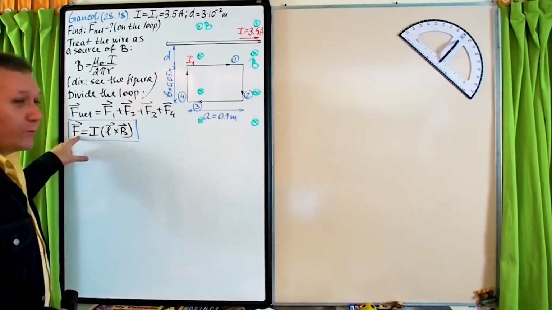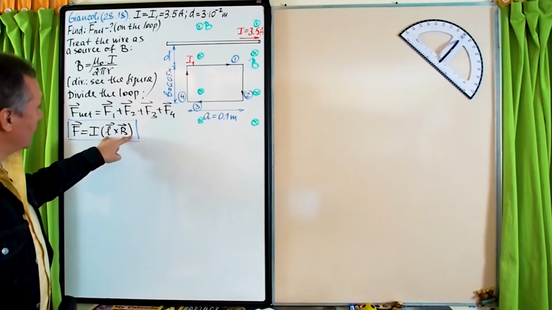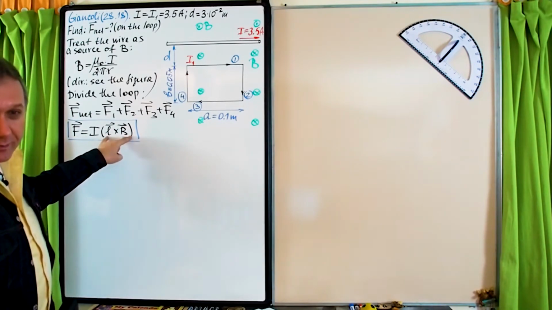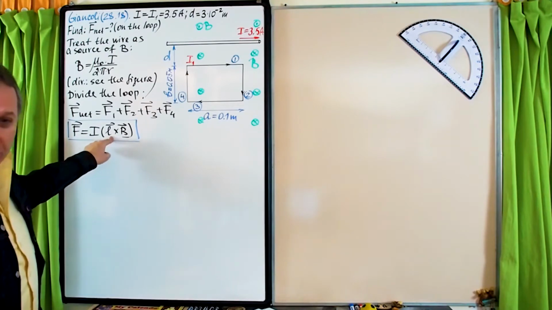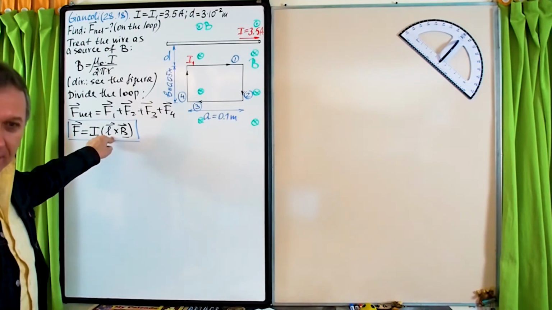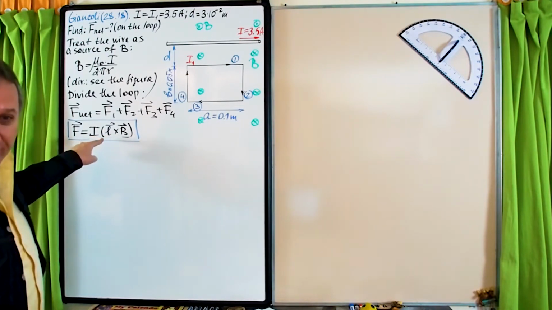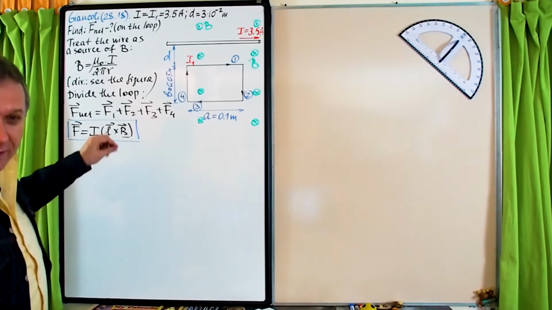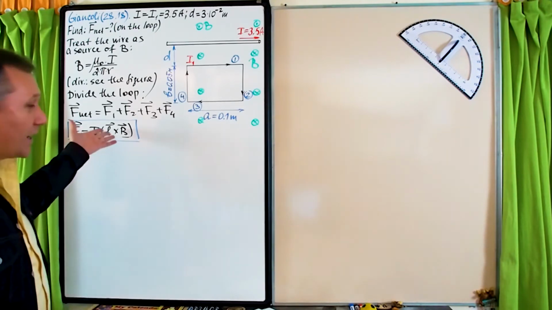And of course, the direction of the force is determined by what? The cross product, L cross B. And again, you remember, what determines the direction of L? The direction of the current. The direction of the current gives us the direction of L. That's how we introduce L in this formula, right?